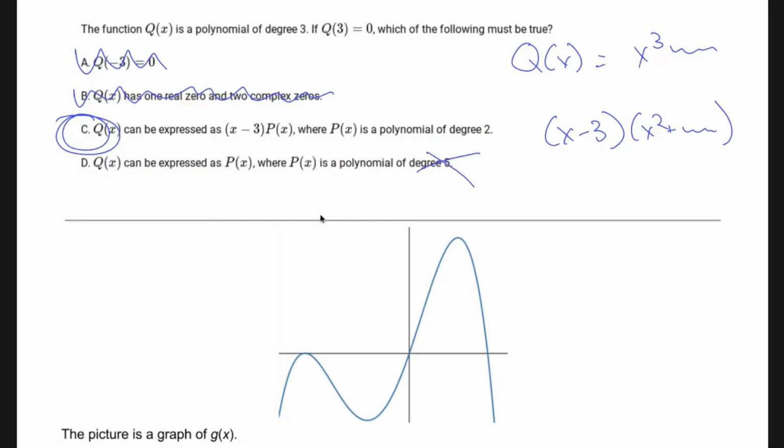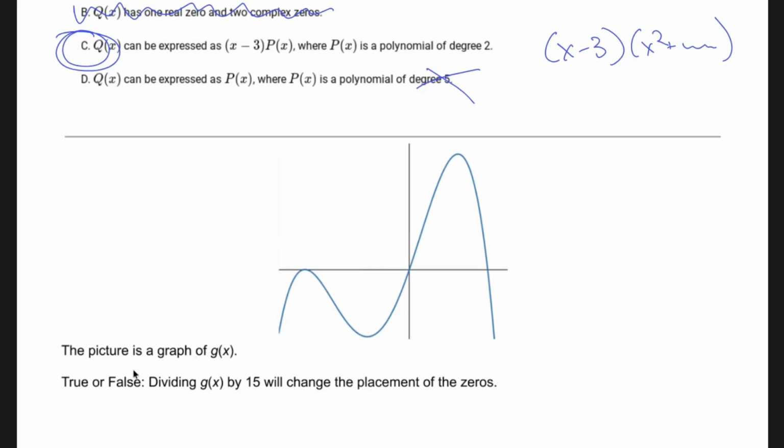All right, let's finish this puppy up. The picture is a graph of g of x. True or false? Dividing g of x by 15 will change the placement of the zeros. False. Now, listen, what that means is let's say I give you something like this.